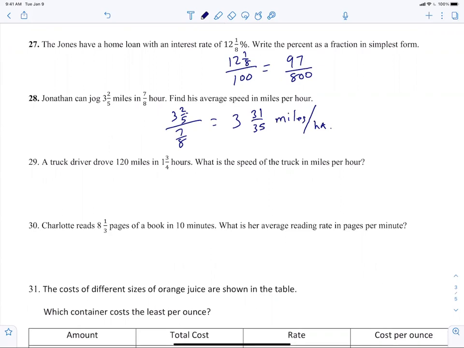Very good. All right, Aiden, let's go. A truck driver drove 120 miles in 1 3/4 hours. What is the speed of the truck in miles per hour? That's 120 divided by 1 3/4, which would be 68 4/7. Anybody else get 68 4/7? 68 4/7 what? Miles per hour. Very nice.